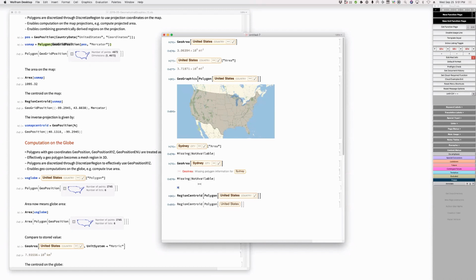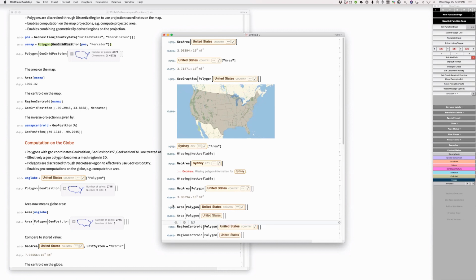I mean, if I say, okay, let's say I say geo area of polygon of United States. Where did I have that? Sorry. Yeah, that worked. Geo area of that worked. Sure. But does area work on that? No, it won't work. No, I see. So what do I have to do here?